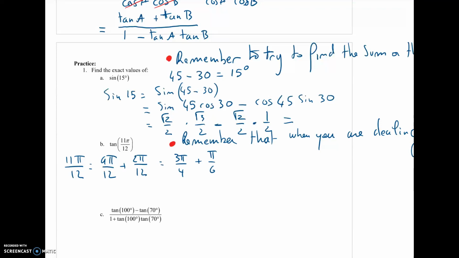You can always use your calculator, but we are not looking for you to use your calculator. We are looking for you to be able to express the value of tan(11π/12) by using the formula you have above.